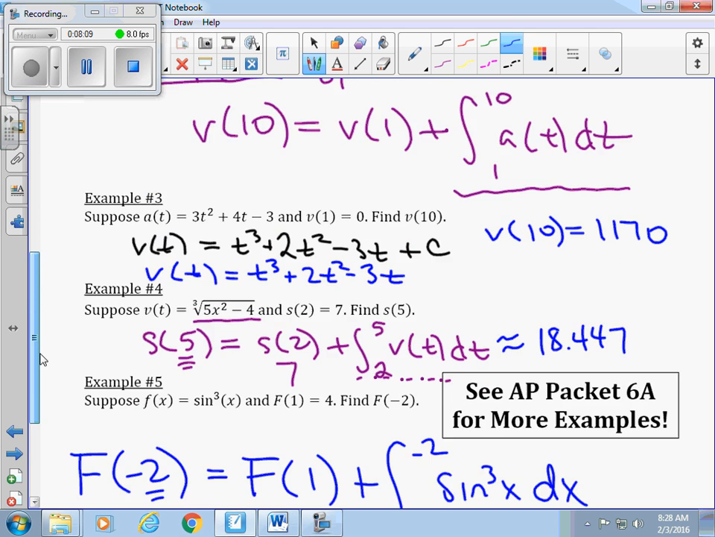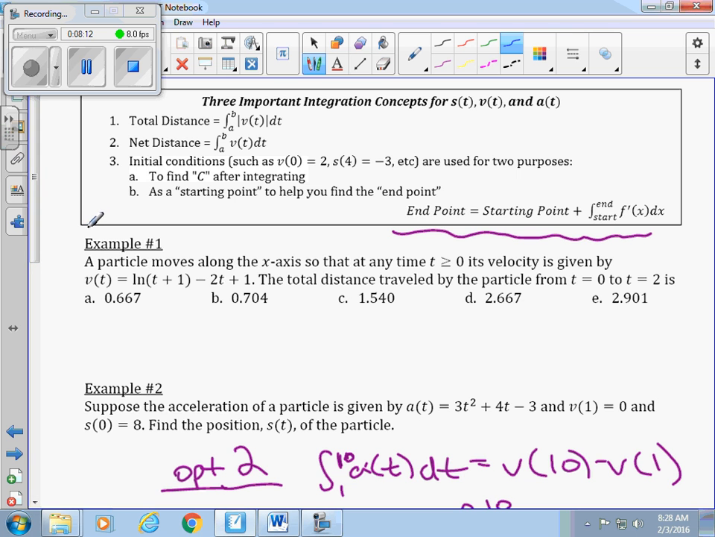While they are typing that in, Scott, it's pretty much what we learned yesterday. We are revisiting velocity, position, and acceleration. We learned that we can find the total distance by integrating the absolute value of the velocity function. We learned that the integral is net distance. That's actually what it's giving us, net distance traveled from point A to point B. And then you've seen some examples about this whole plus C thing, what that entails.